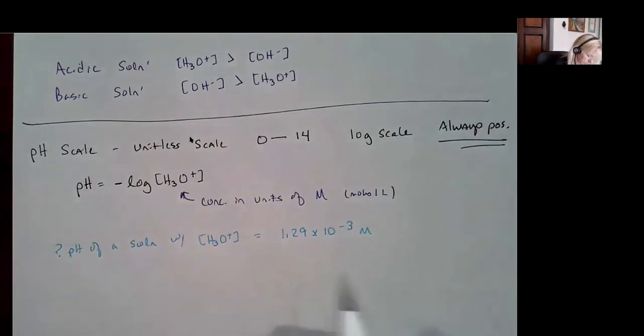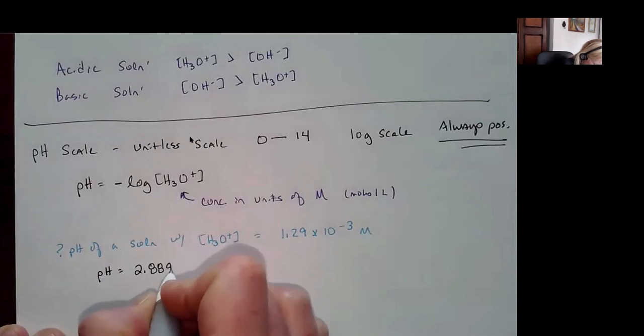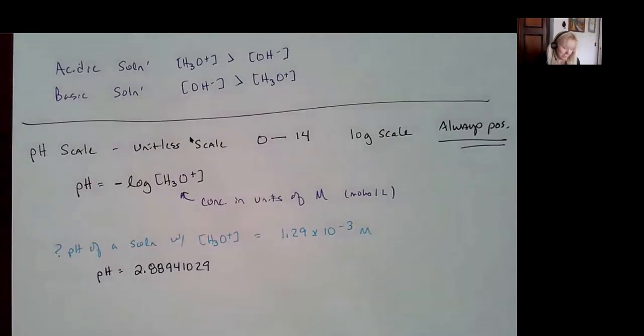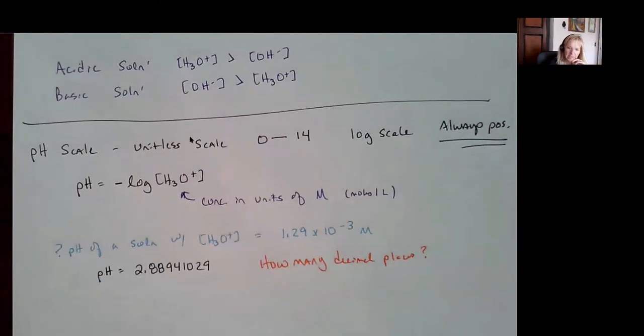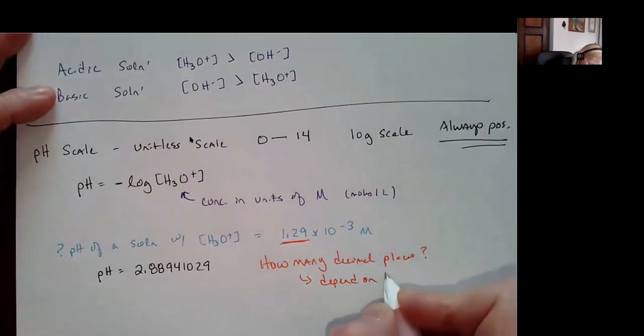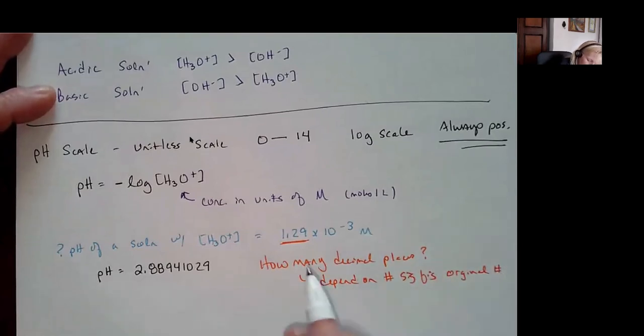That's going to give me a pH equal to 2.88941029. That's what's on the screen of my calculator. So how many decimal places do you go out? There's no default. It's not like you're just going to default to 2. You're going to look back at your original number. It's going to depend on the number of significant figures in your original number. In my number here, I have 1, 2, 3 significant figures. So I'm going to go out 3 decimal places.